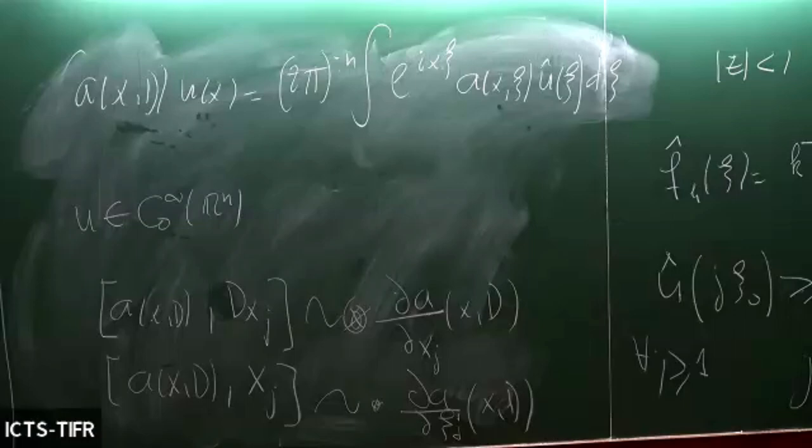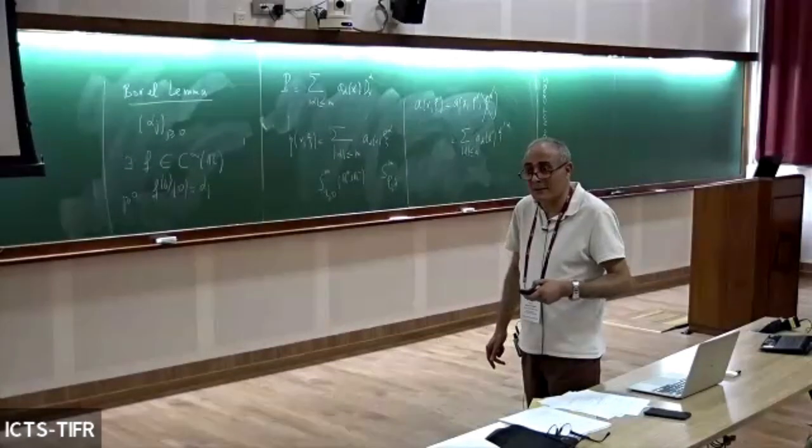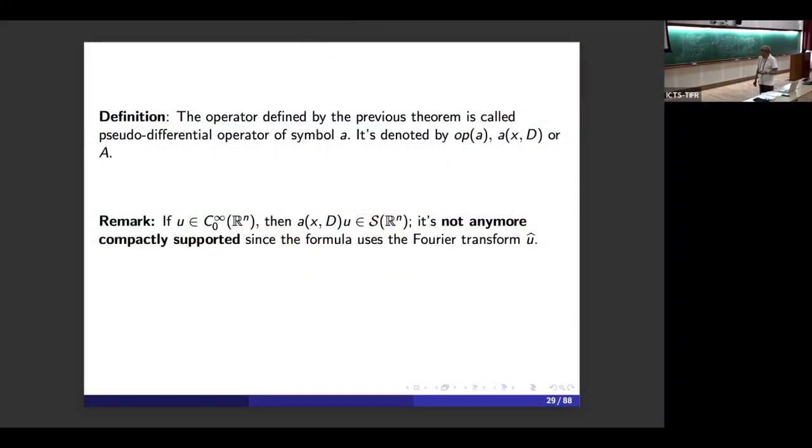So A defines a bounded function on S, exactly like a differential operator, for instance, with constant coefficients or with bounded coefficients, as well as their derivatives. This operator is called a pseudo-differential operator, operator of symbol A. I will denote it by A(X, D) or Op A. So here I insist, if U is compactly supported, AU is not anymore compactly supported. You lose this property.